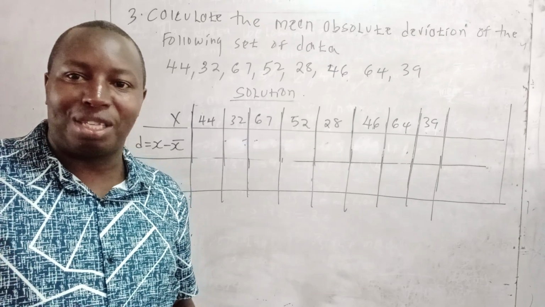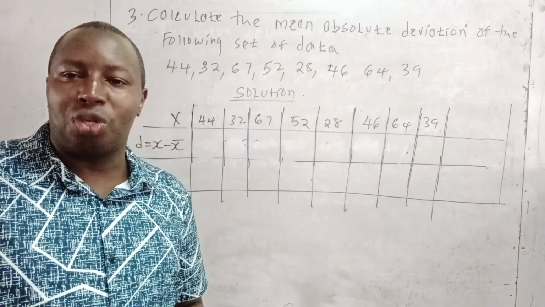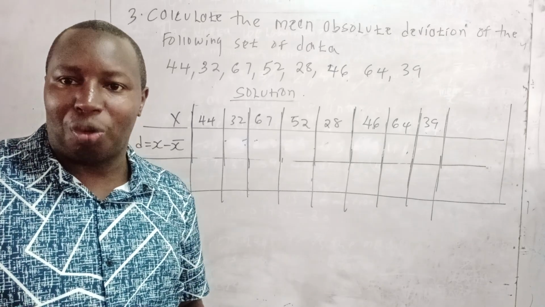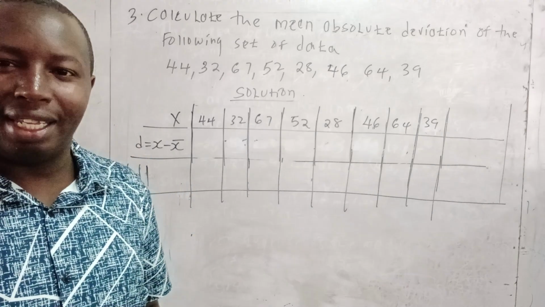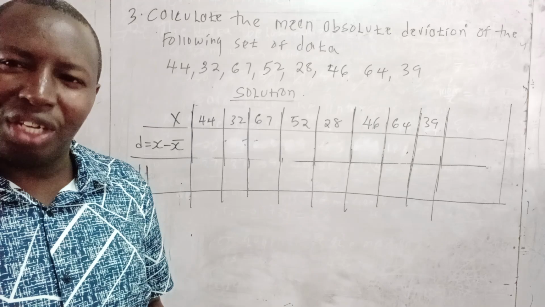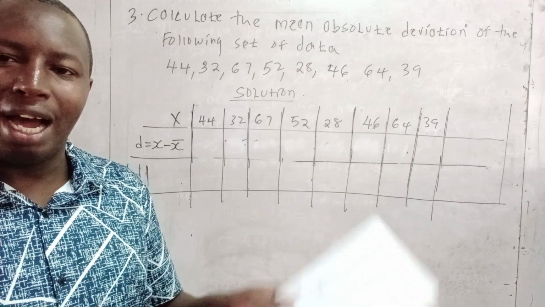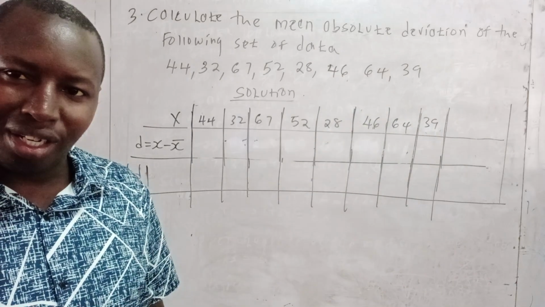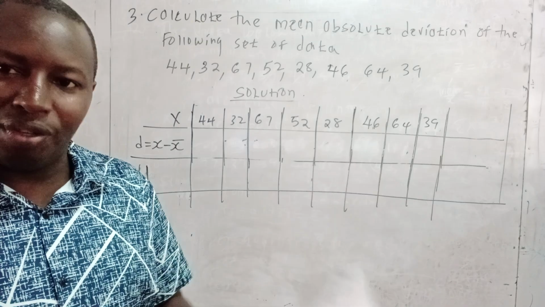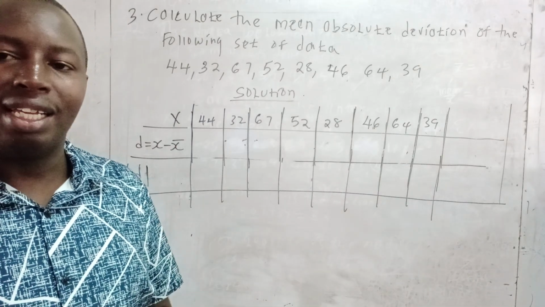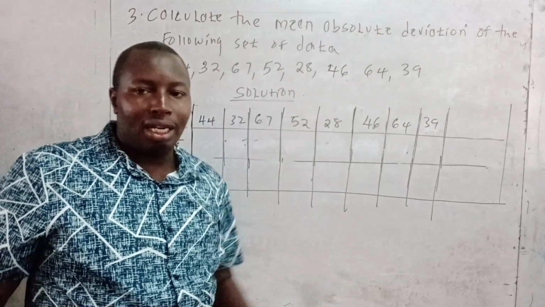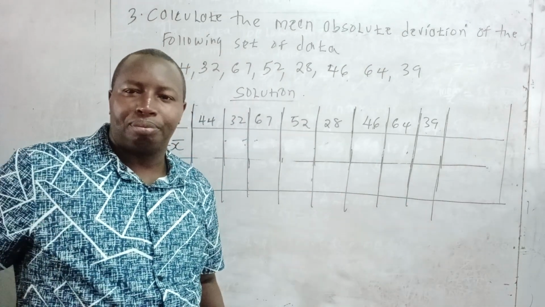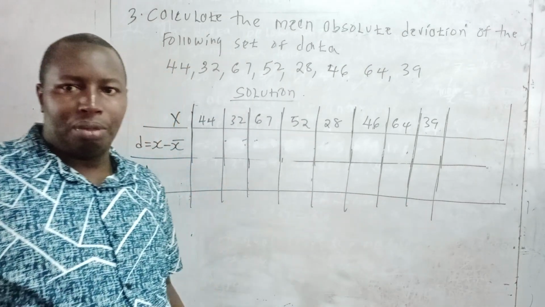This is purely for the mathematics subject, and I'm going to talk about today's topic, Statistics 2 in Form 4. We are going to learn how to calculate the mean absolute deviation of a given set of data. So we need to understand what mean absolute deviation means.